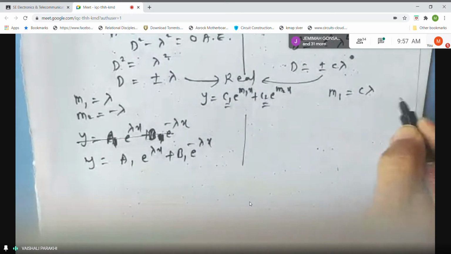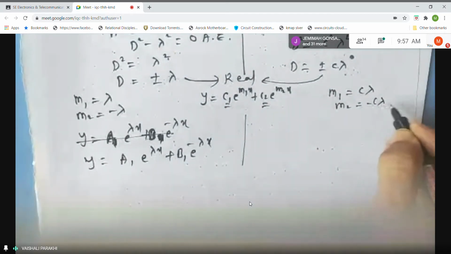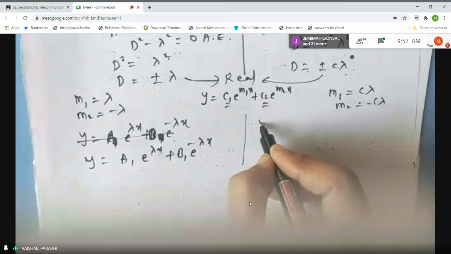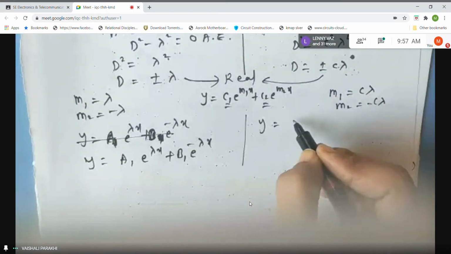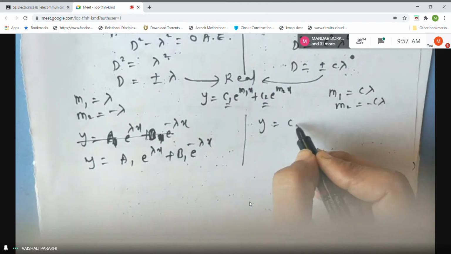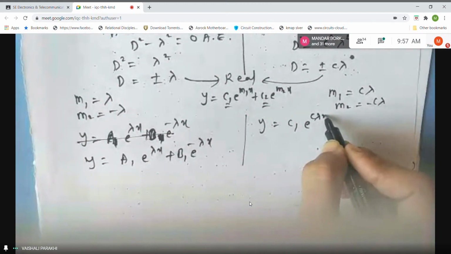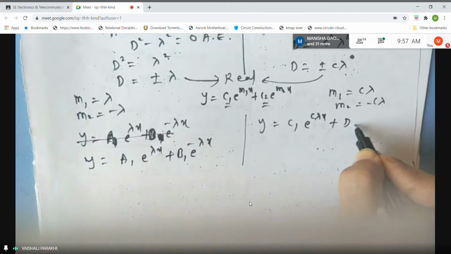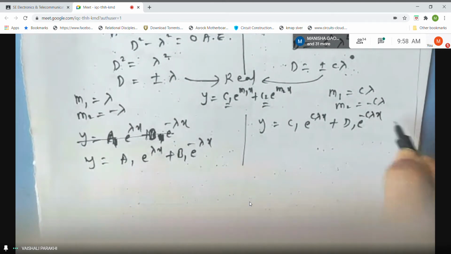M1 is c lambda, and what is M2 here? Minus c lambda, right? So what will be the solution here? It is A1 B1. Now we'll take C1 D1, okay? C1 e raised to M1x plus D1 e raised to M2x.